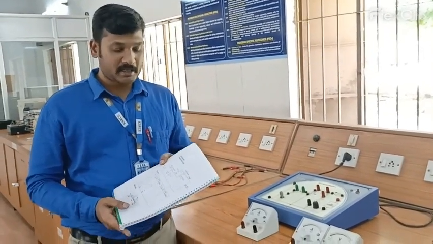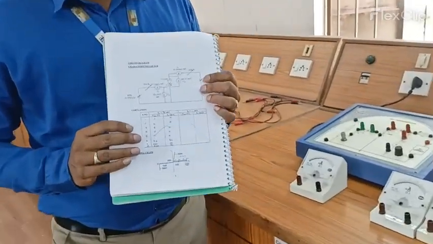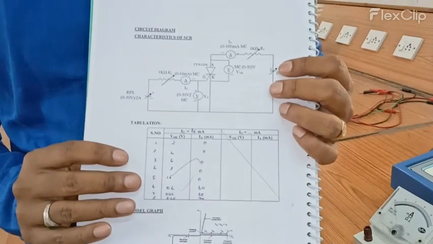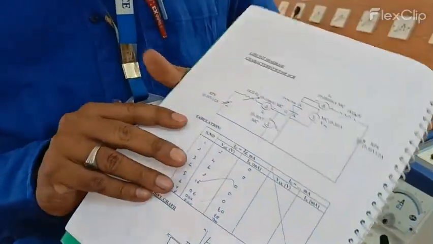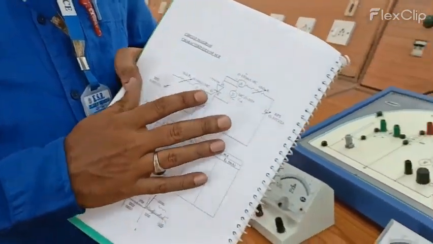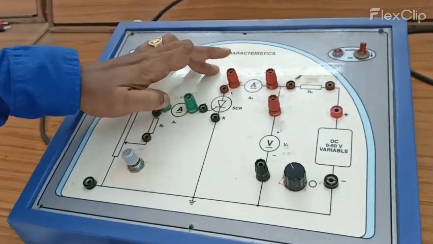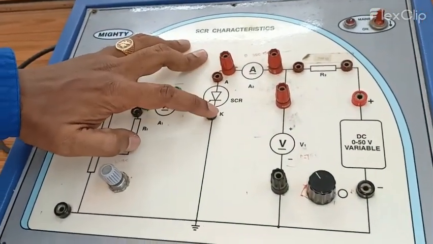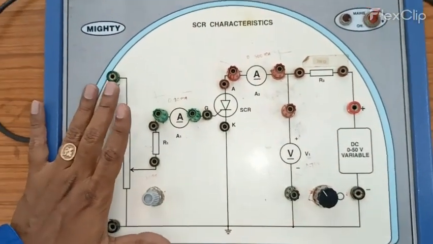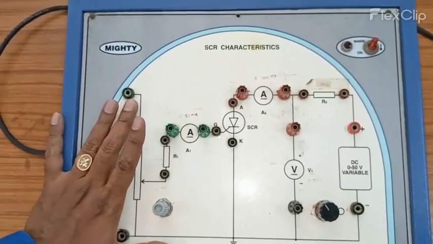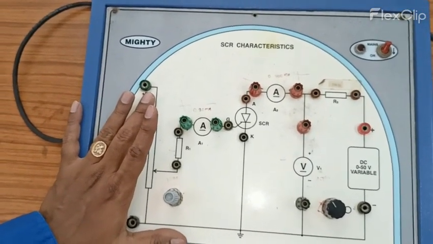About the VI characteristics of SCR. So in these experiments we are going to record the VI characteristics of SCR. Here in the SCR we have three terminals: anode, cathode and gate. And this is the SCR module used to record the VI characteristics of the SCR device.